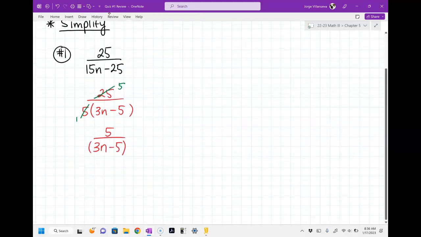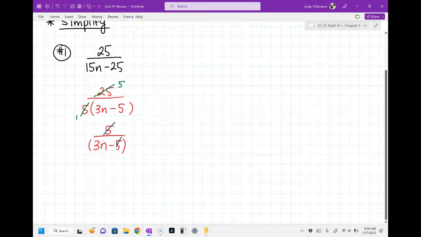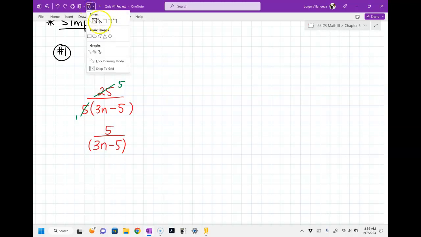Now remember, there's always that question of, can I cancel this 5 with that 5? Can I do that? No, right? Because like I told you guys, if that 5 is connected to something else with a plus or a minus, then that means you have to eliminate everything, right? You have to have another matching piece of 3n minus 5 in order to get rid of that 5 on the bottom. So this is done, okay? We're done with this problem.